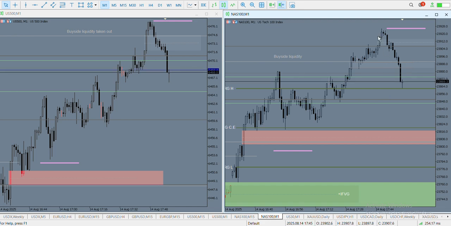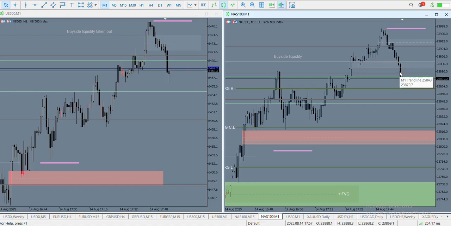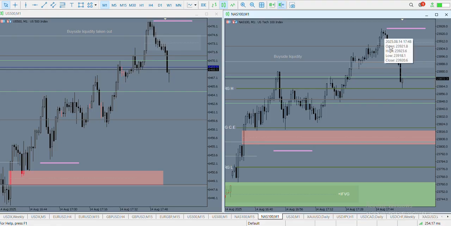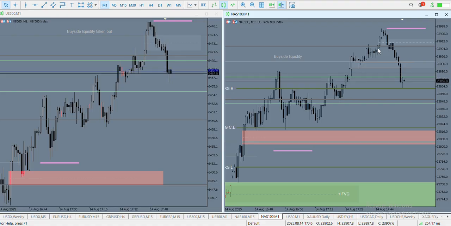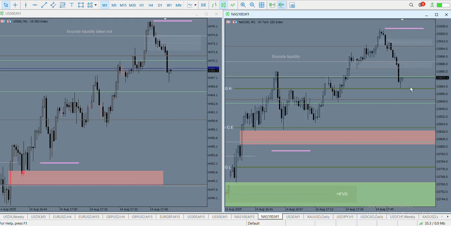So from 23,920 to 23,880, those are 40 points worth of movement right here. From this inversion fair value gap, that's around this candlestick's high, 23,907, to the opening price, that's around 874. Let's say 877. Those are 30 points. More than 30 points, actually.